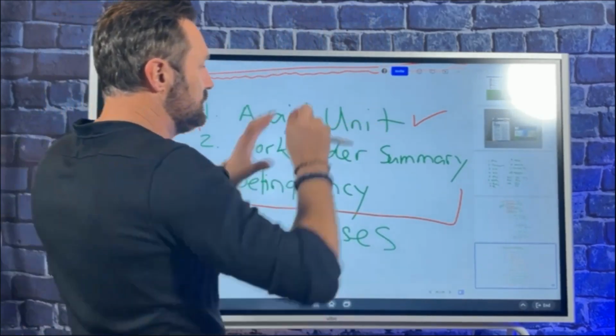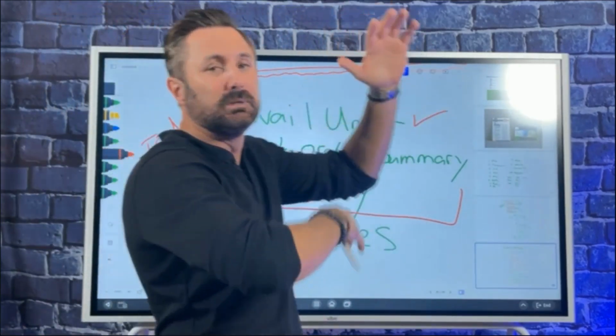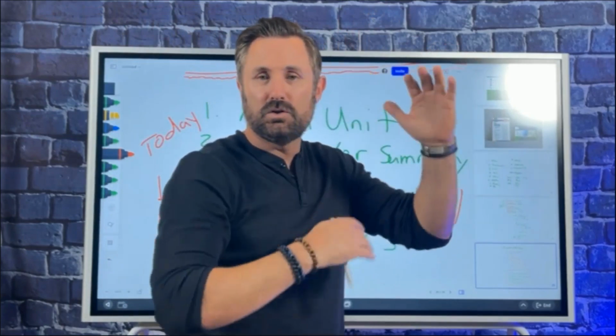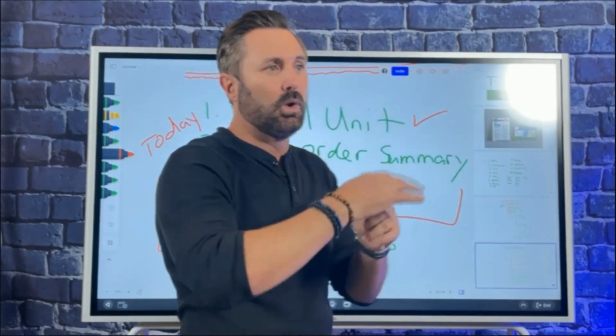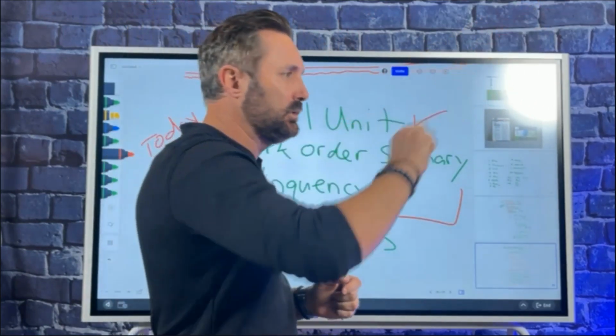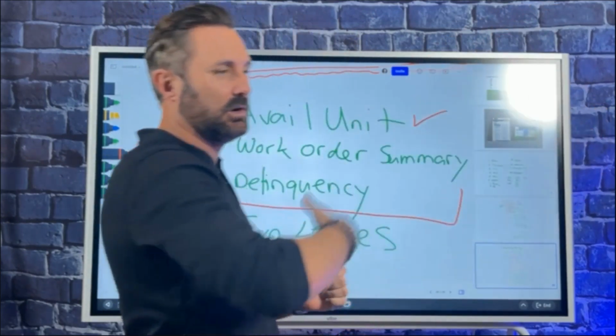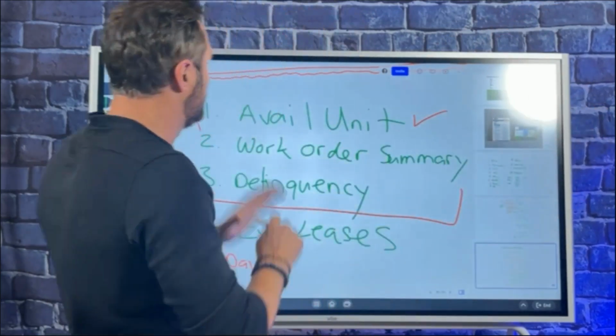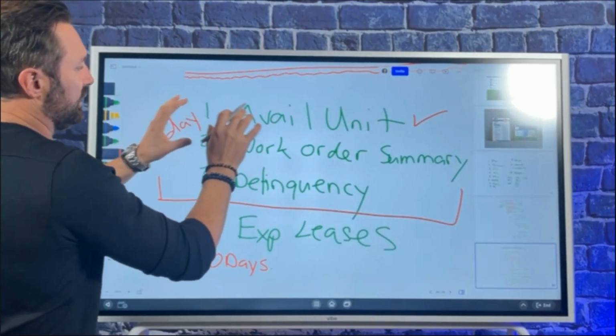Available units list. You manage this kind of assembly line on your property, and you know where things are at. What units are ready to lease, what units aren't, what units are coming, what units aren't. You get where I'm going with it? Available units list. Very, very, very critical.